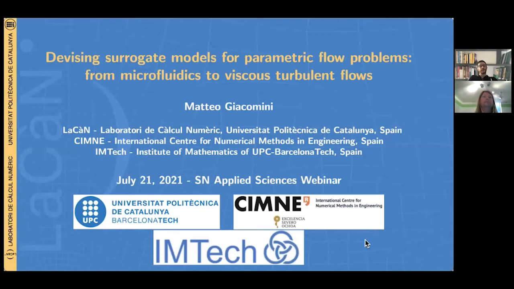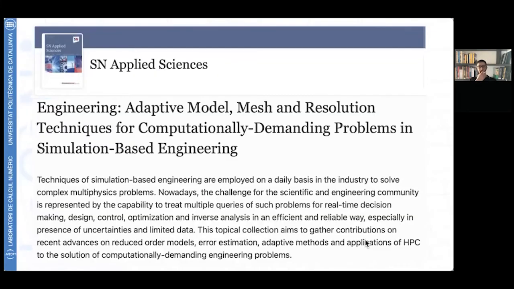Okay, so today I'm going to talk about devising surrogate models to solve parametric flow problems. As Thomas mentioned, this is related to applications in CFD, specifically towards an industrial viewpoint. And before diving into the details, let me give a brief picture of how this research relates to the topical collection that I've been co-editing with Enrique Nadal from Universitat Politècnica de Valencia.